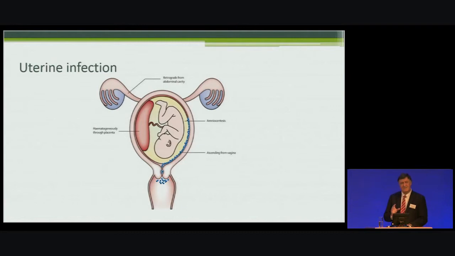Pregnancy is different from other times in a woman's life because normally the intrauterine cavity is sterile. During pregnancy, that sterile cavity is exposed to the vaginal flora in a way that it isn't at other times.